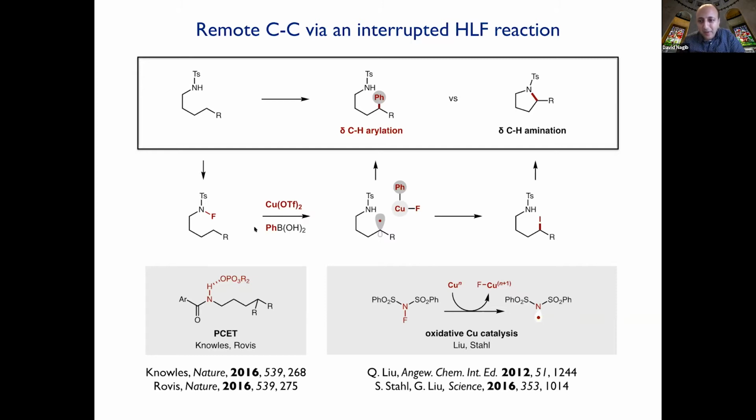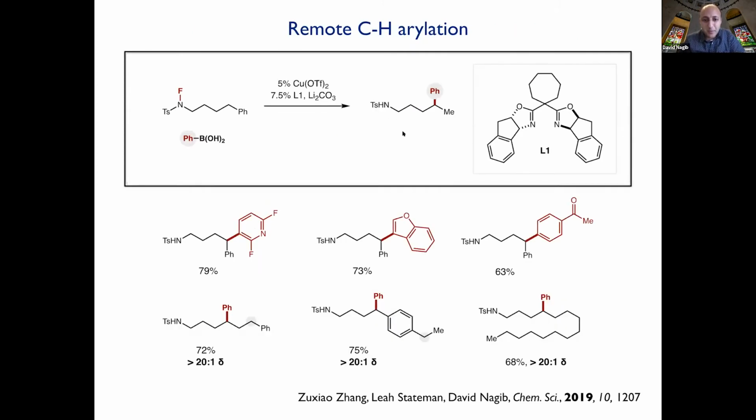If we have the right ligand on copper, so we can transmetallate an aryl group with aryl boronic acid onto copper, now we have a stronger reductant that can in fact reduce the N–F bond. And after 1,5-HAT, you now have this remote carbon radical that can intercept this copper aryl species. And you can imagine a quick reductive elimination might give you a delta C-arylation product. And so that's what we did.